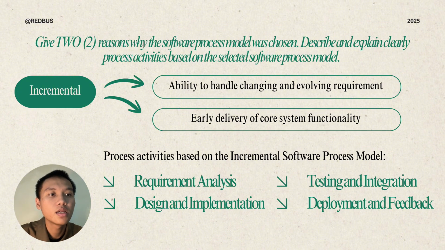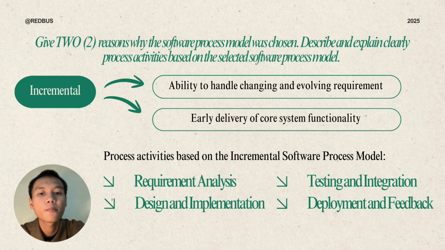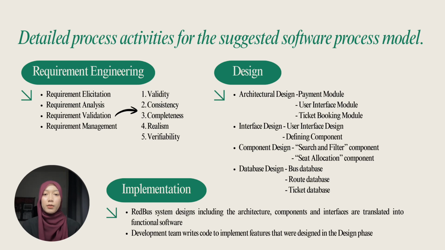Process activity based on the implemented software process model, we have requirement analysis, testing and integration, design and implementation, deployment and feedback. In requirement engineering, first we have requirement elicitation. Example, the technical staff of the developer team noticed through analytics that many users of the Redbus system drop out at the payment stage. They also run customer interviews and surveys where users specifically request faster checkout methods. This feedback confirms a clear need for simpler payment options such as Touch and Go e-wallet, GrabPay, or Shopee Pay.